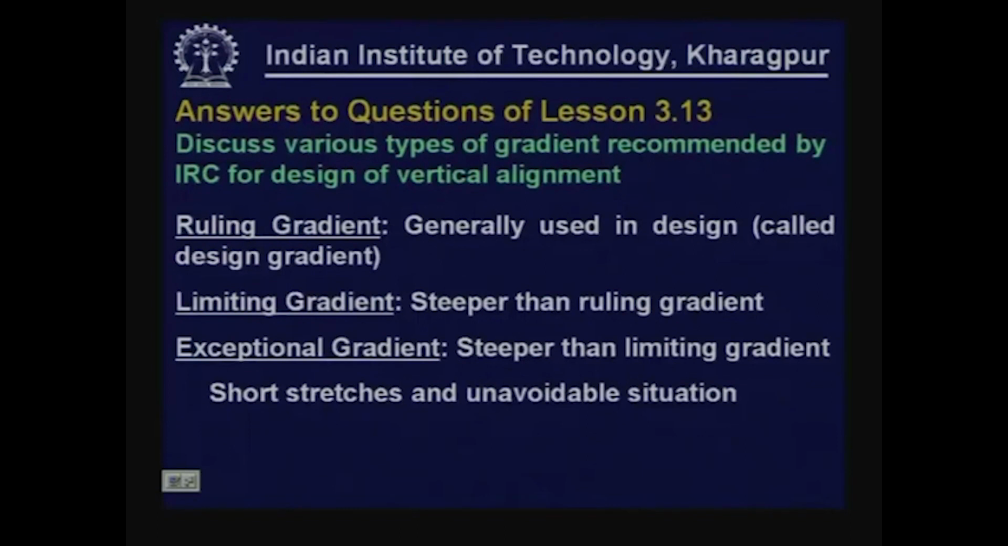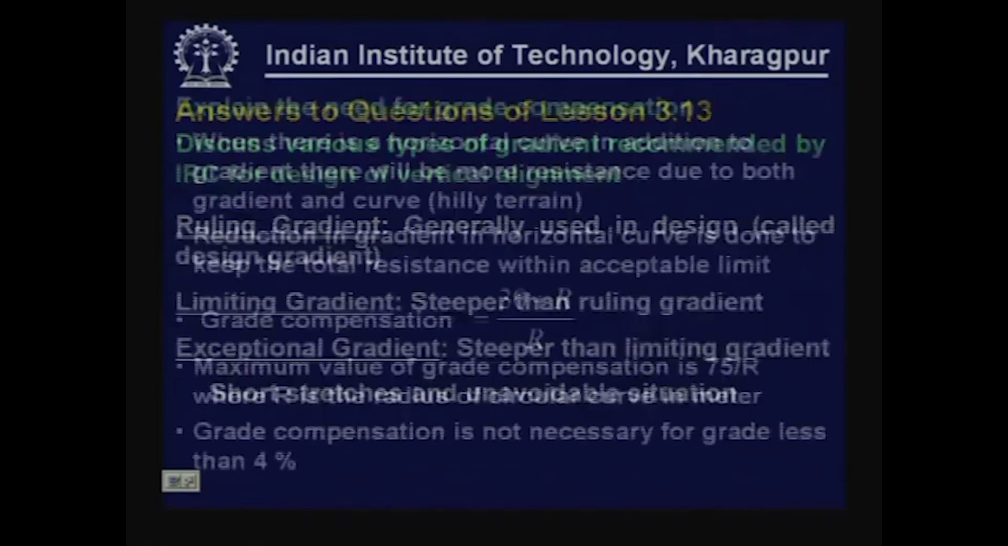Now, let me quickly try to answer the questions of lesson 13. What are the various types of gradient recommended by IRC? Ruling gradient, we should try to design for ruling gradient. If the terrain does not permit, or in case-specific situations, we can go up to limiting gradient, which is higher or steeper than ruling gradient. Under exceptional situations we can go up to exceptional gradient.